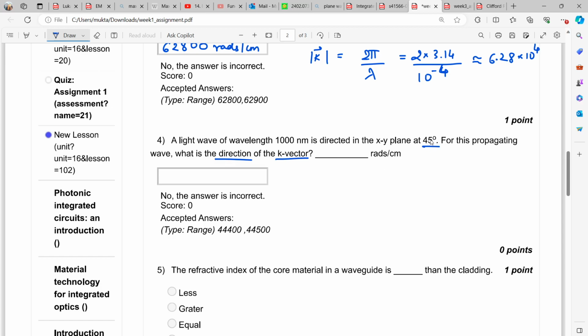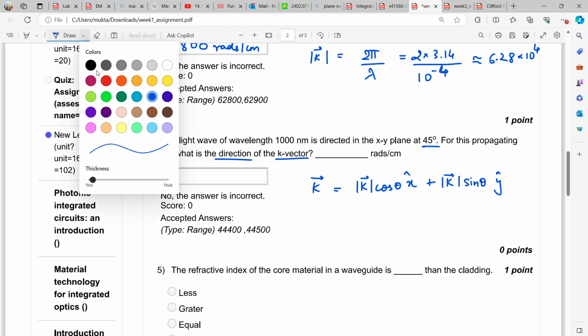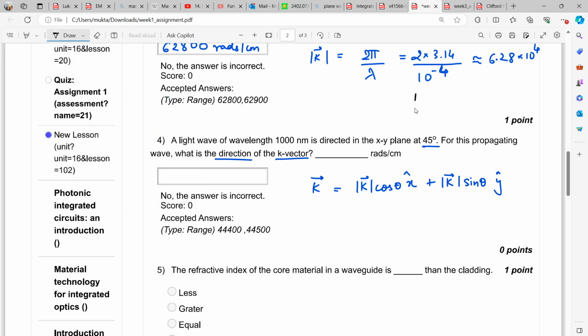So now we already know the magnitude of the k vector. So what is the k vector? The k vector is the magnitude of k cos theta x cap plus the magnitude of k sin theta y cap. So all I'm doing here is, okay, let me draw it here.